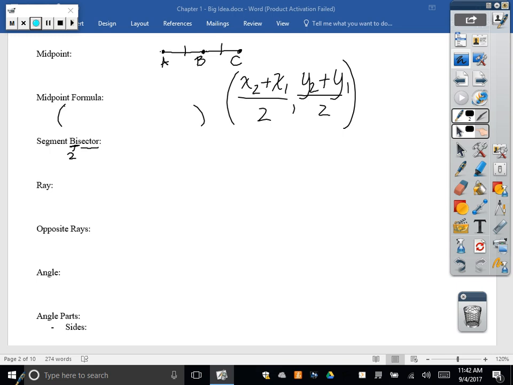So let me give you the actual definition here. It says this: segment bisector is any segment, line, or plane that intersects a segment at its midpoint. Okay? Any segment, line, or plane that intersects a segment at its midpoint.